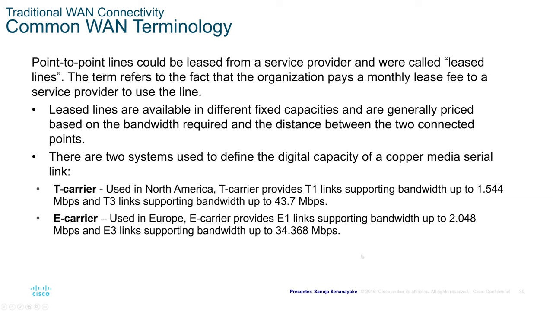34.368 megabits per second. And in Asia, I have seen they use both T1, T3 lines as well as E1 and E3 lines. So there's a mixture in Asia because they adapted both the North American technologies and European technologies rapidly in different areas of Asia.